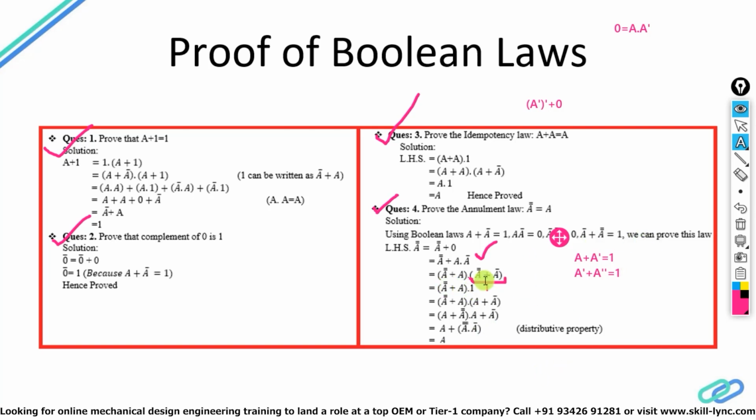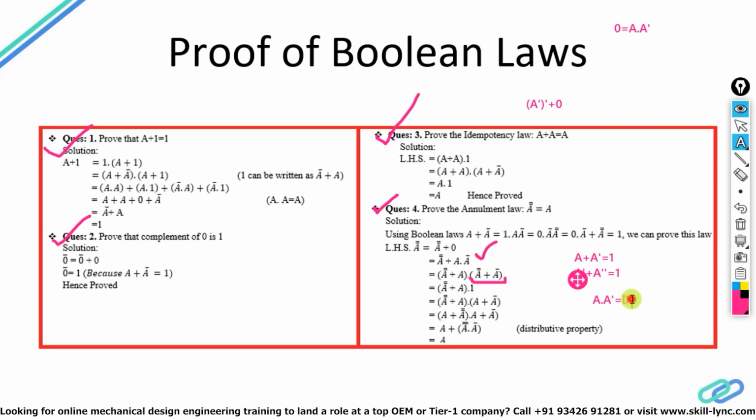Now, again, we know that 1 is A plus A bar. So you can write it as A double bar plus A into A plus A bar. Now, I am just changing the sequence: A plus A double bar into A plus A bar. Now, you can write it as A plus A double bar into A bar. This is known as the distributive property that we have already seen in the initial videos. And that is equal to 0 because A into A bar equals 0.